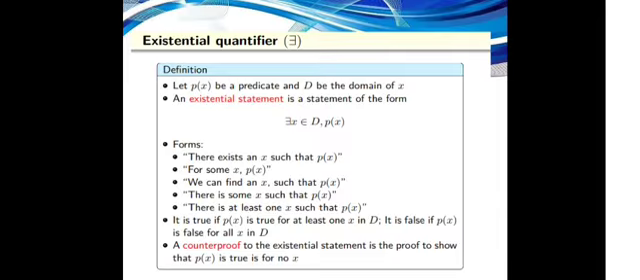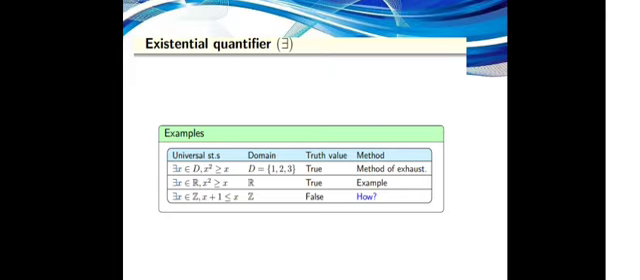Next, you can have the existential quantifier. Here, the existential quantifier is a statement of the form there exists x belonging to D, P of x. It does not refer to every value. For some x, there exists, we can find such, there is some, and there is at least, all these words can begin a sentence in existential quantifiers. So these are some examples of existential quantifiers.